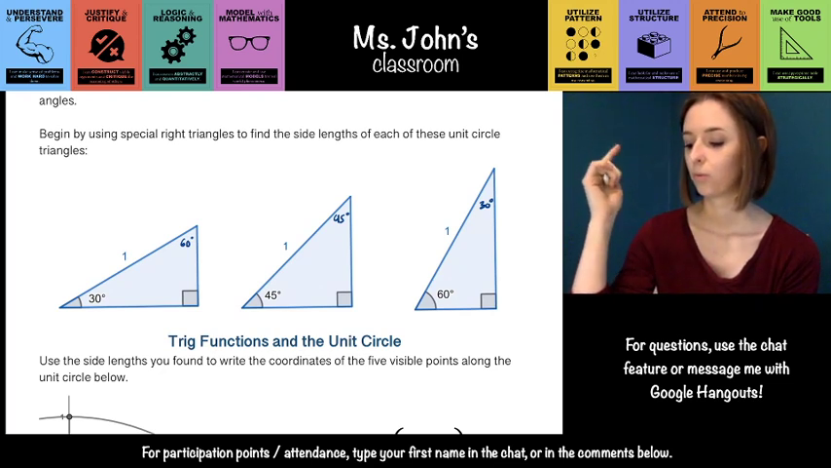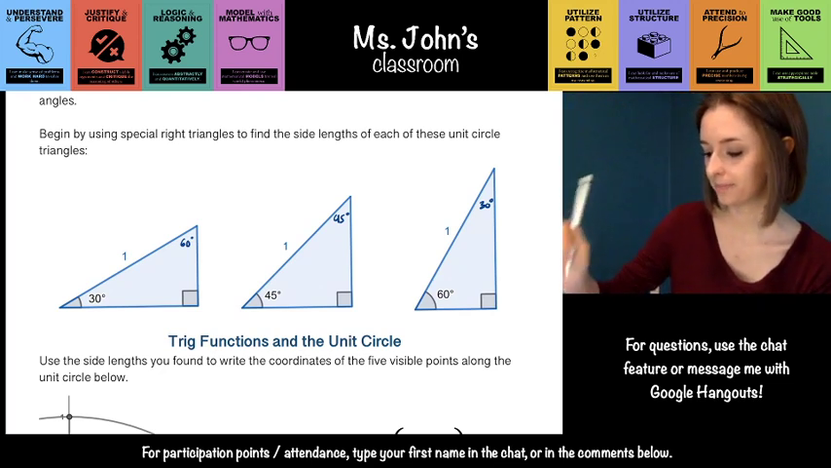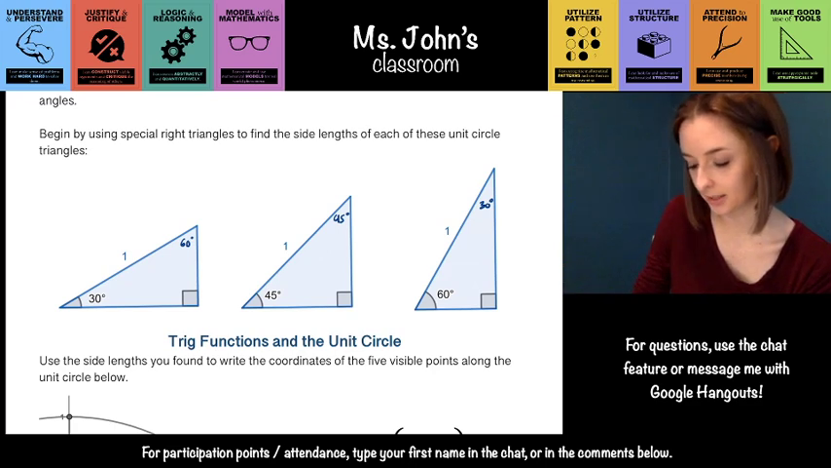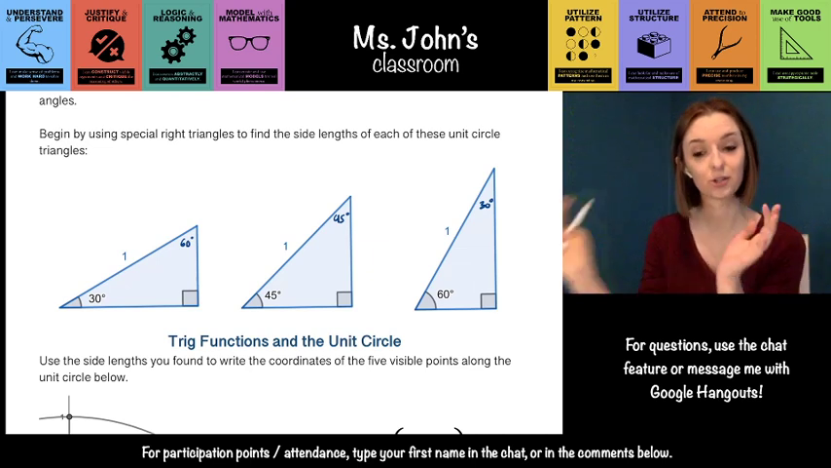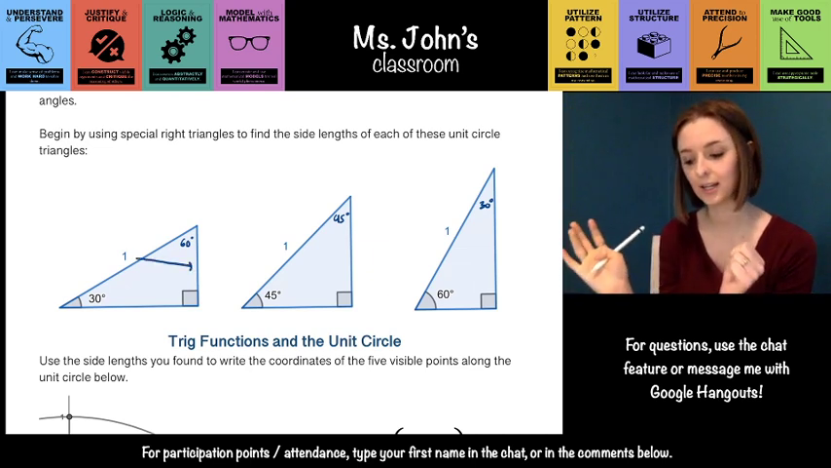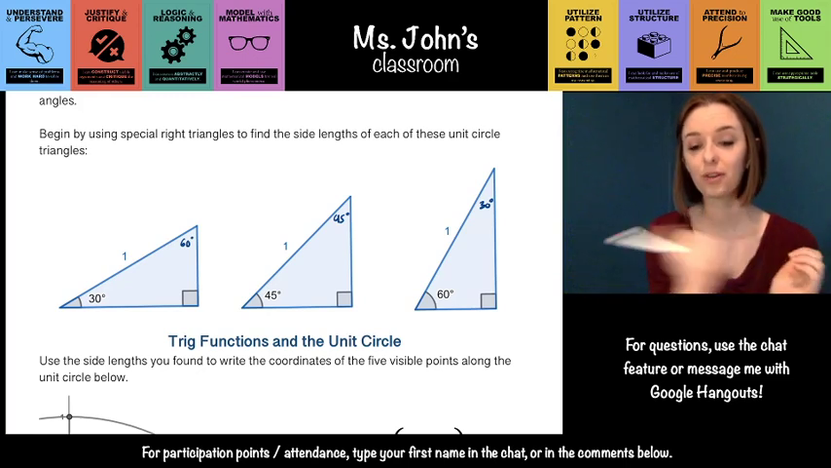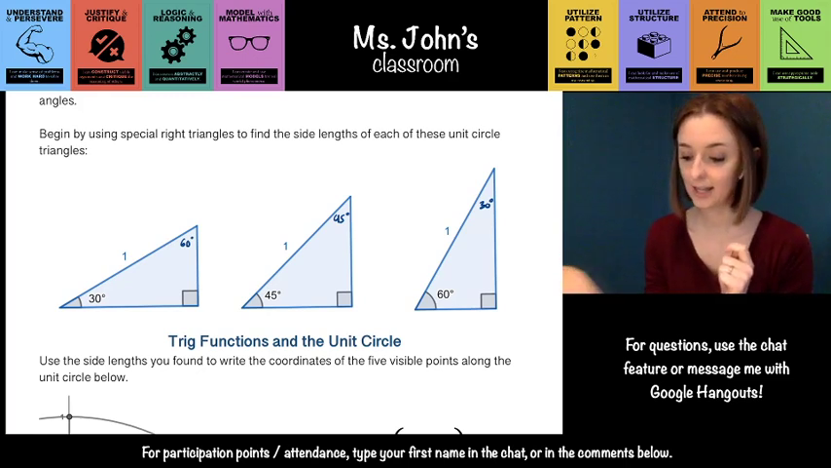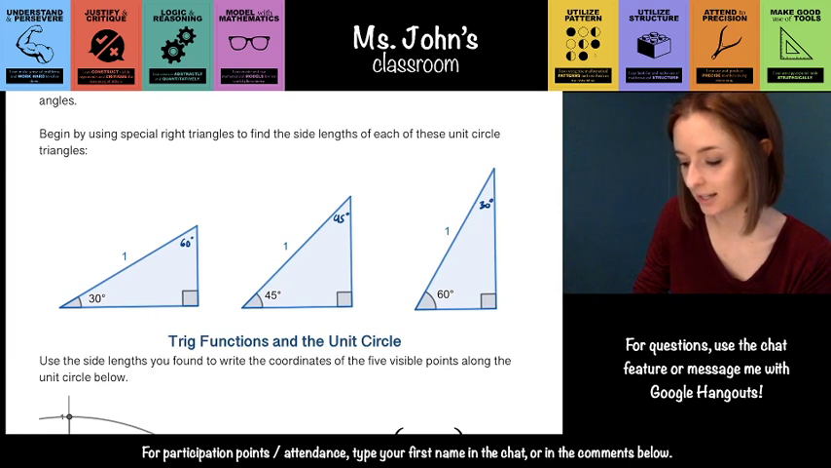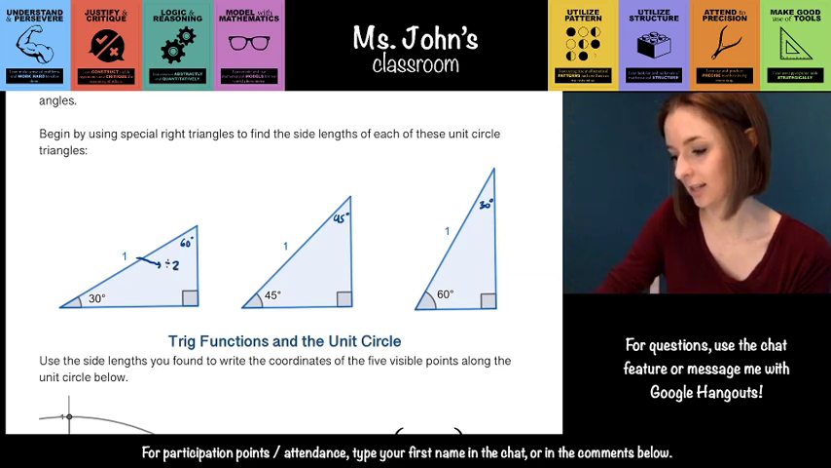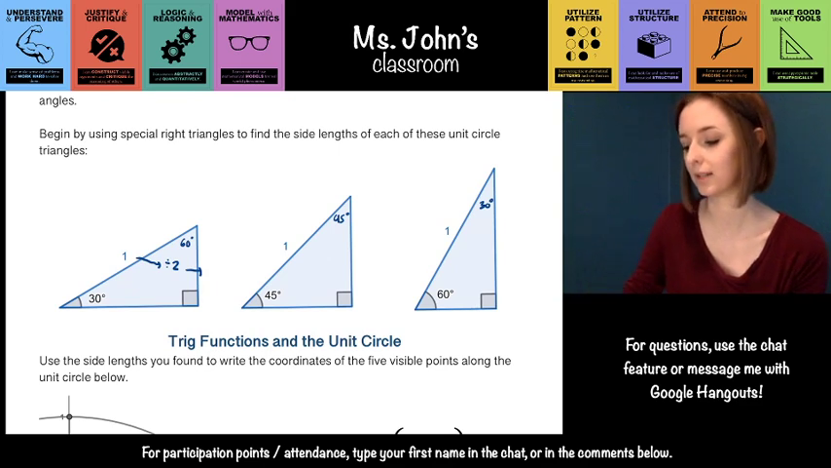So for this first one, the relationship between the hypotenuse and the shortest side of a 30, 60, 90 is that you multiply the short side by 2. So in order to go the other direction, we need to divide that number by 2. So we'll be dividing by 2 to get this side.